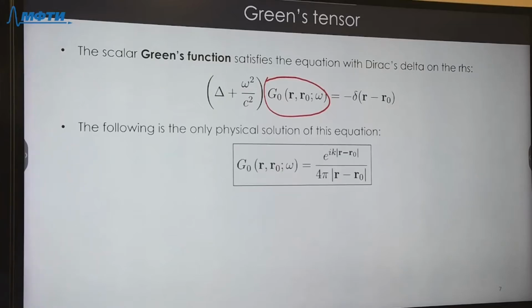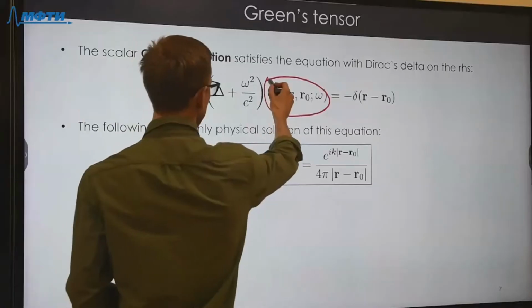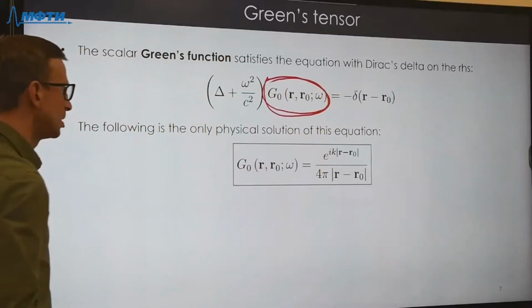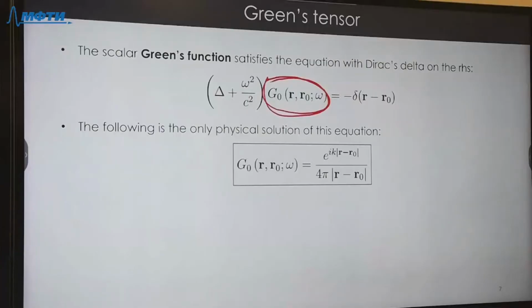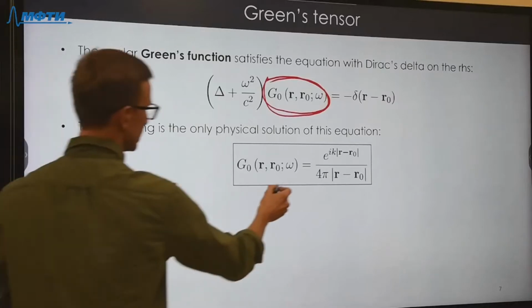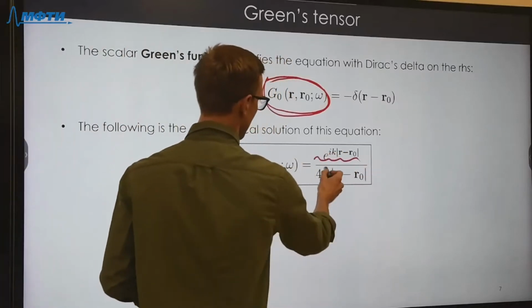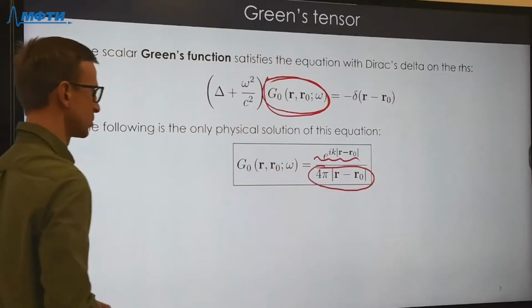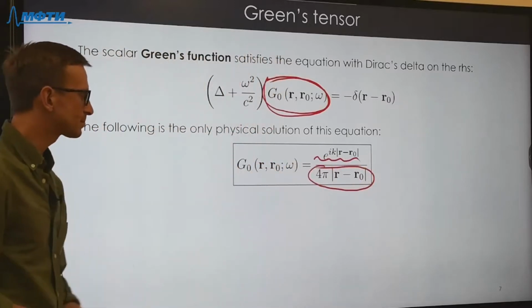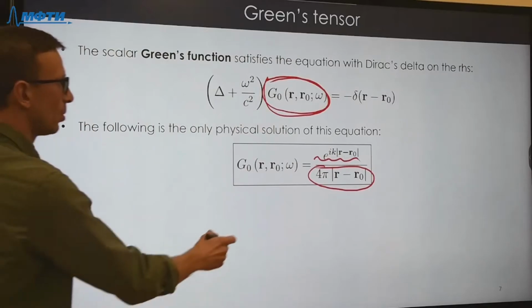We know that the only physical solution of this equation is the following, and this is an important expression. You should memorize it. It expresses the only physical solution of the Green's equation for the scalar Green's function of the Helmholtz equation in free space. Physically, this is a divergent spherical wave which diverges from the source as a wave due to this exponential factor, and also decays as we go away from the source. I know that this expression depends only on the difference.